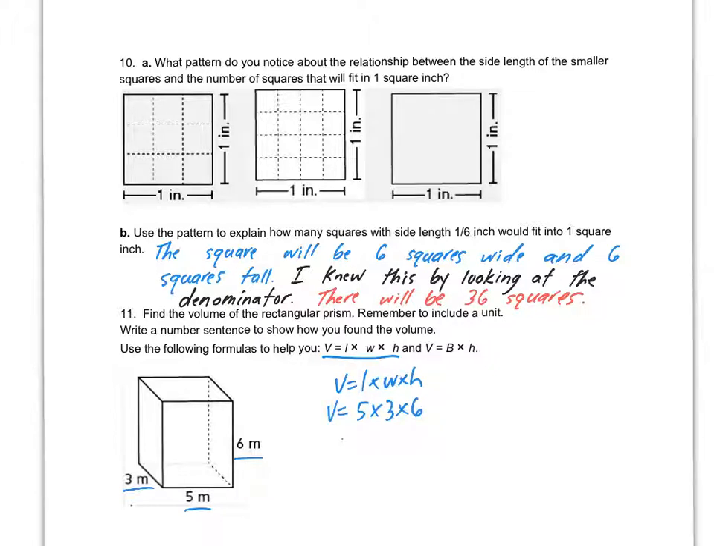When you multiply those out, we get 90. Do not forget our units, which is meters. Since it's volume, or since it's 3D, we need to make sure that it's not just 90 meters, but 90 meters cubed, or to the 3rd power.